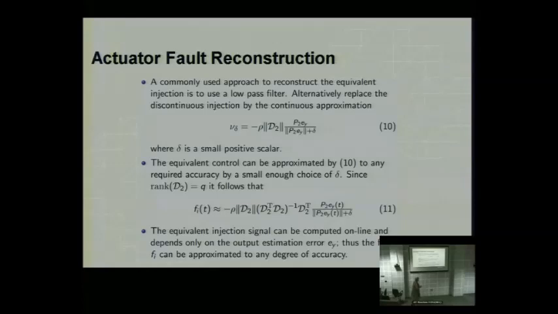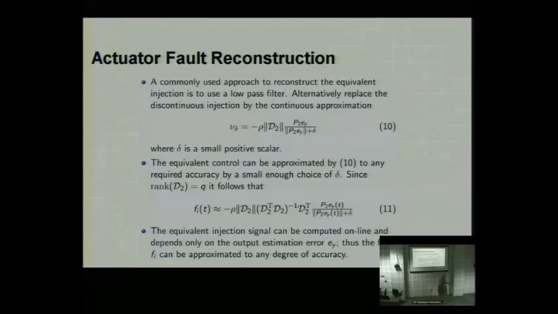I can use a switch. But to actually reconstruct the actuator fault, we can put in there a value of delta, 0.01, 0.05. This wouldn't be used to drive the observer. It's just being used to reconstruct the fault. And it can be reconstructed online.